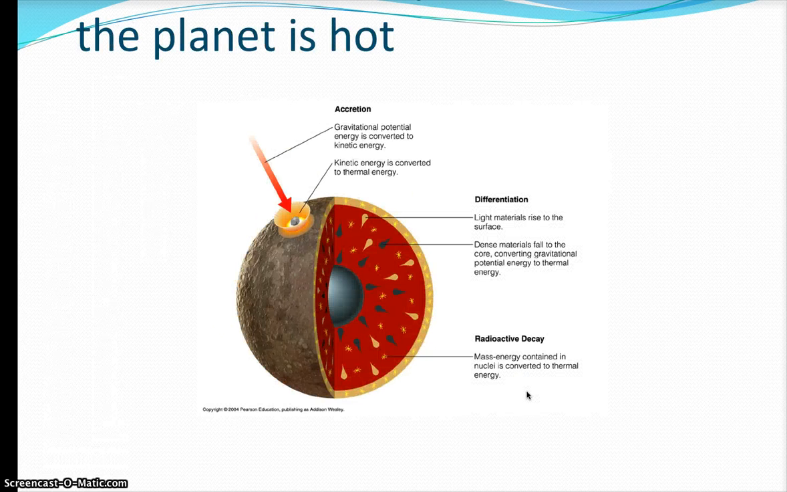The differentiation, we believe, happened early in the planet's history when the planet was still warm and the material was in a molten state so that it was able to move, and that's when the heavier materials sank to the center of the planet, leaving the lighter materials at different areas.